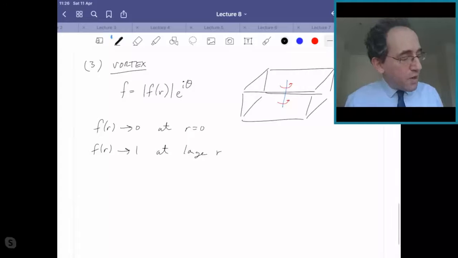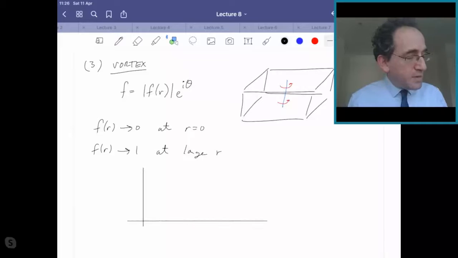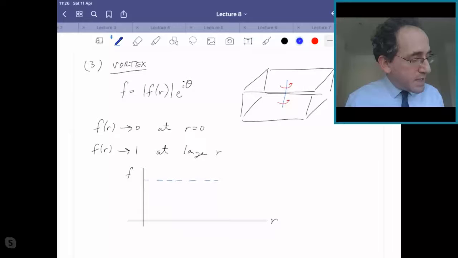So let me draw roughly what we expect it to look like. We expect it to look something like this and something like this. This is r on this axis, and this is f on this axis. Again, f should saturate to 1. f equals 1 along this line. So it looks something like this, and then it should look like a tangent also.